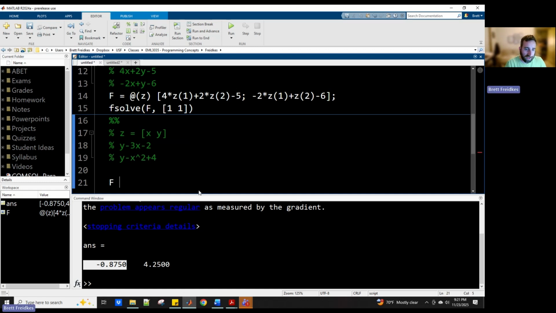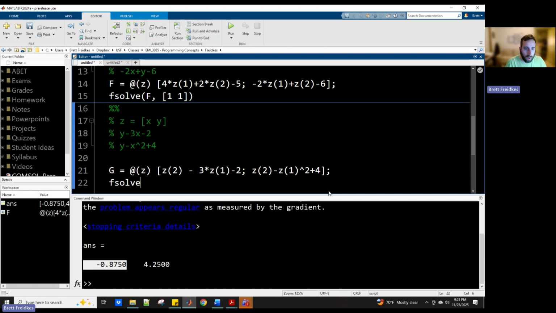Again, I'll create some function, maybe just to differentiate it, I'll call it g. And now I want to type this to match these functions in terms of z. Well, y is z of 2, based on the way that I defined it, minus 3 times z of 1 minus 2. That is my first equation. This is y minus 3x minus 2. The second equation is z of 2 minus x squared is going to be z of 1 squared plus 4.